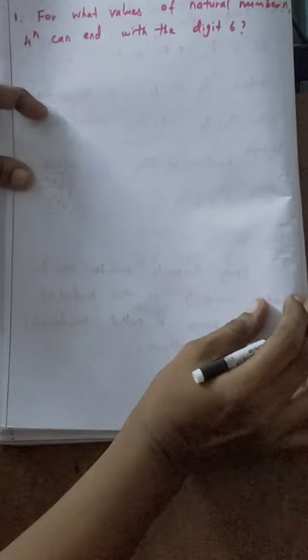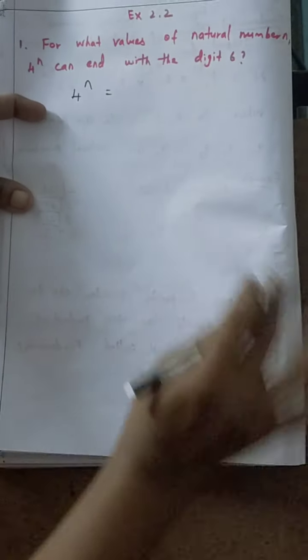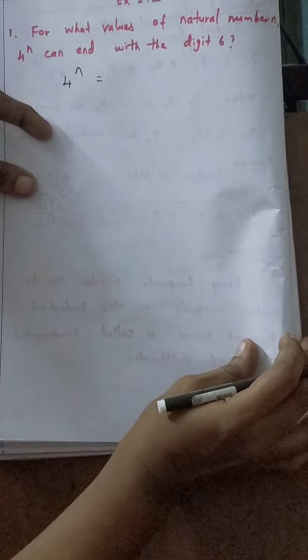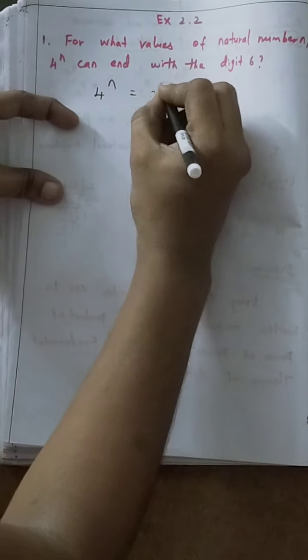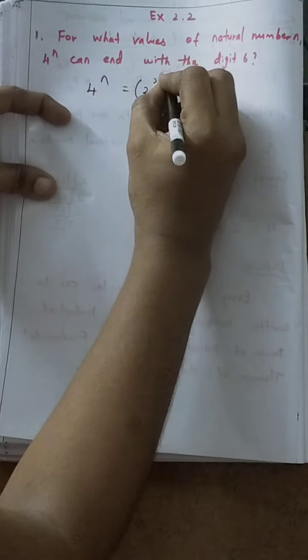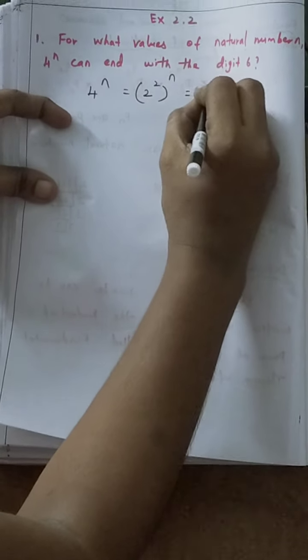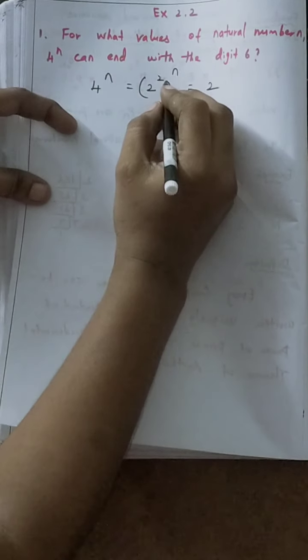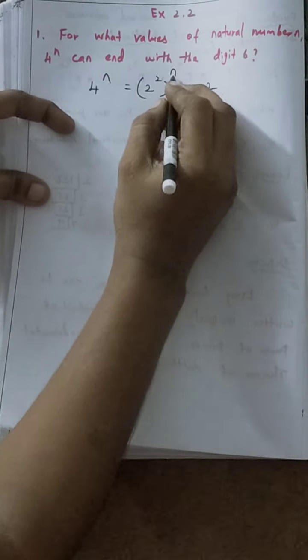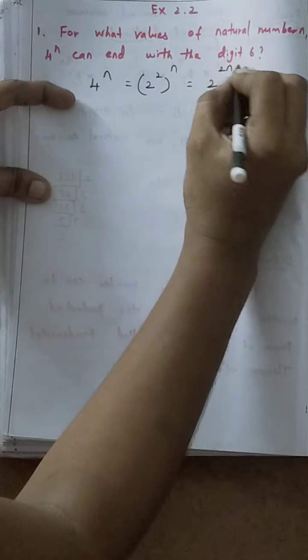You check the answer. First of all, it is 4 power n. 4 is a composite number, so we write it in terms of primes. We write 4 as 2 power 2, in a bracket with the power n outside. Then we apply the laws of exponents and multiply the powers: 2 into n, which equals 2 power 2n.